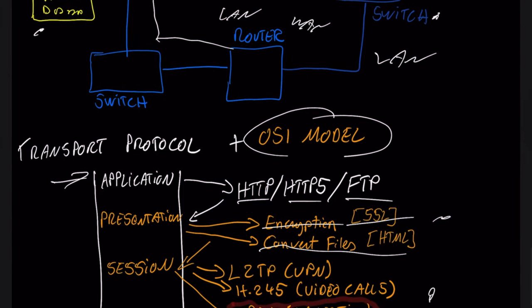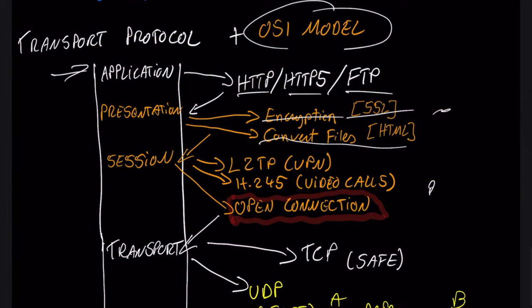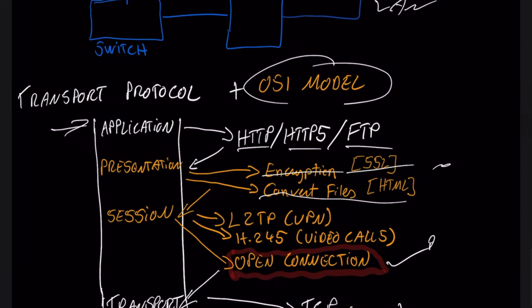We also establish a session, a connection. You can imagine that like me saying hello, hello, when you answer the phone and you're establishing a connection, trying to acknowledge each other. So opening the connection is the main thing over here. And L2TP, mainly used for VPNs, sort of happens at this layer. This is just for your knowledge, okay? Then we go to the transport layer.